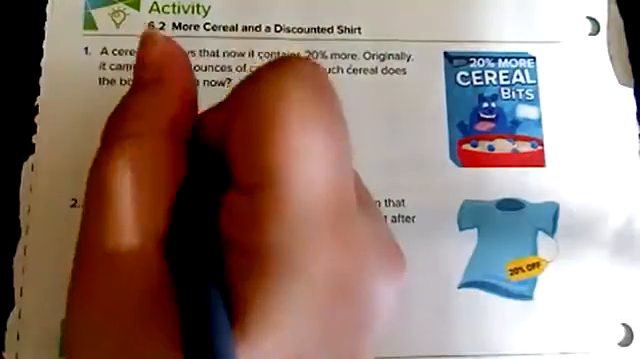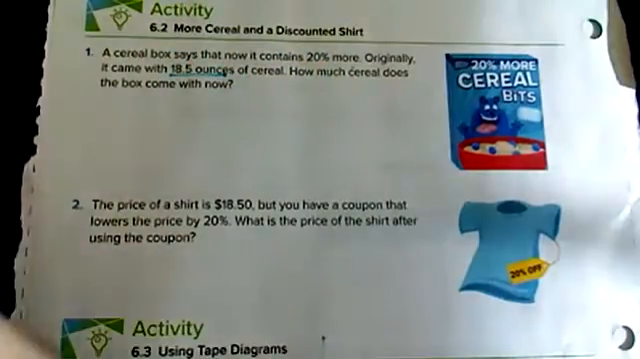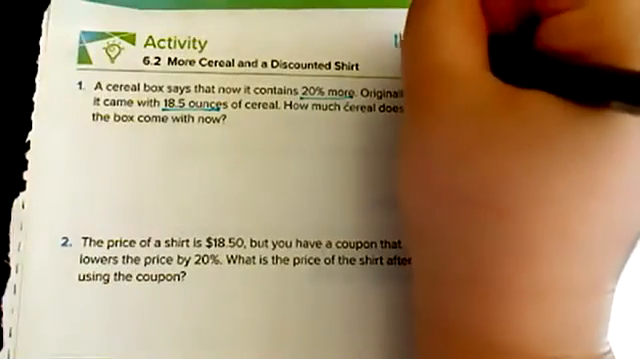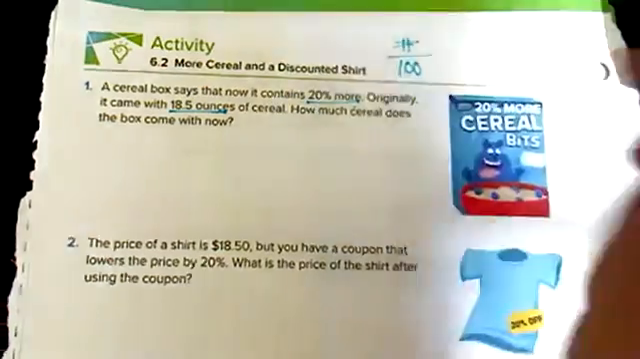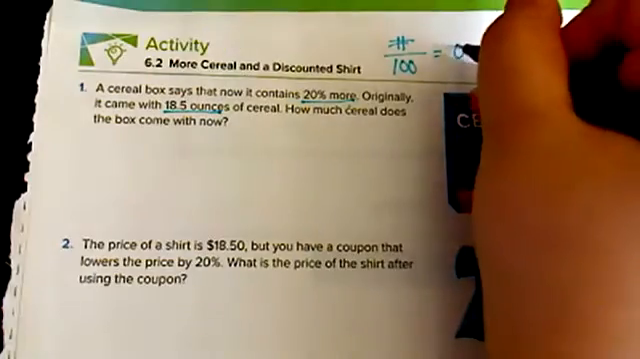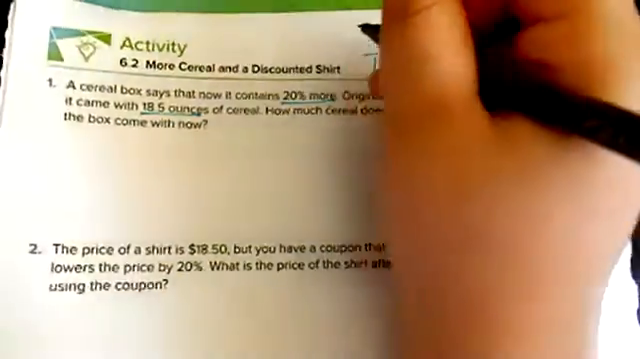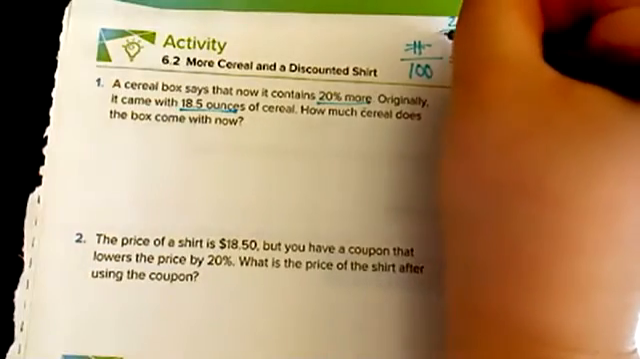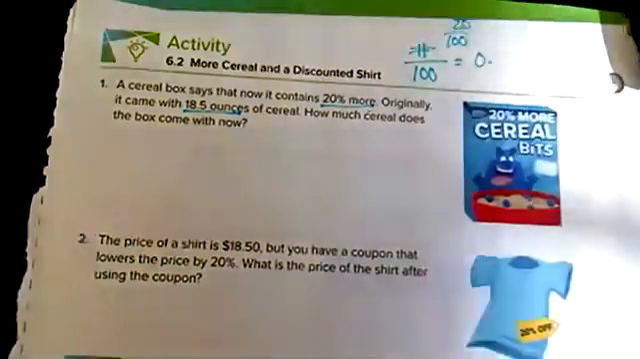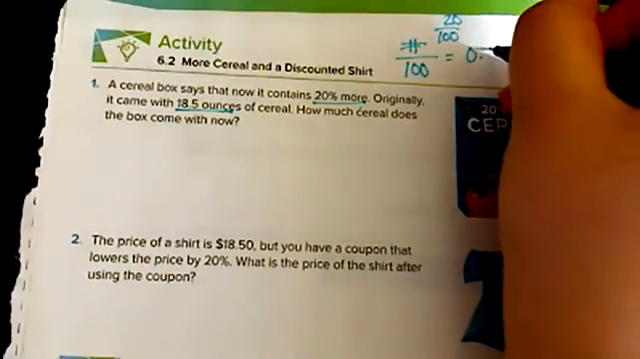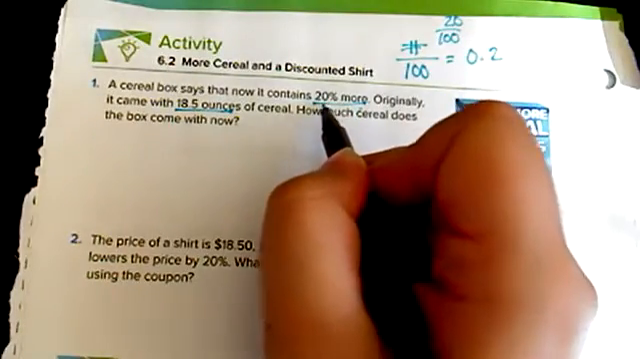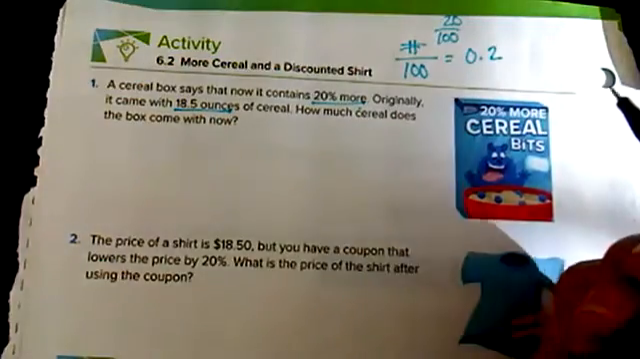So if originally it had 18.5 ounces and it comes with 20% more, a percent is always a number out of 100. So think of it as a fraction that we can then convert into a decimal. In this case, it would be 20 out of 100, and that would be simplified down to 0.2. Or you can just move the decimal place over 2 places by dividing by 100.